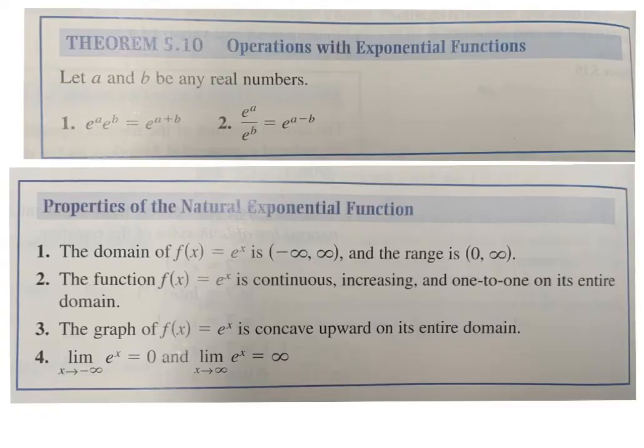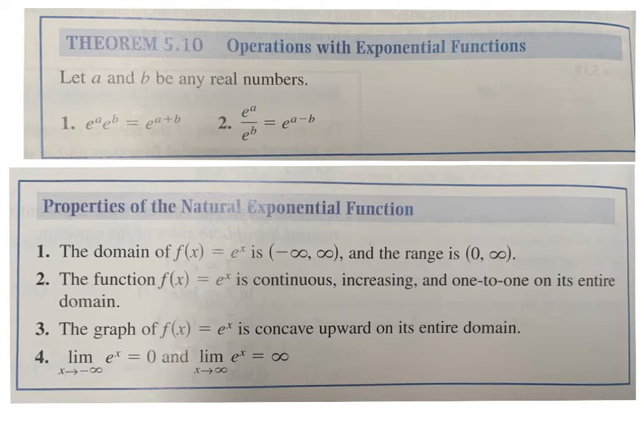The first thing I want to look at is properties. Really, base e works like any other base. If you multiply bases, you add their exponents. If you divide bases, you subtract their exponents. The domain is negative infinity to positive infinity. The range is 0 to infinity. You can't take 2.17 to a power and make it less than 0.